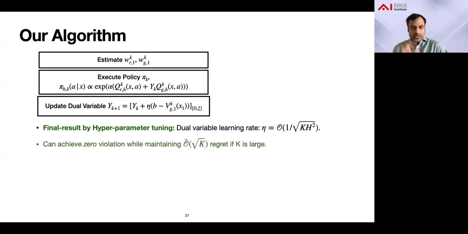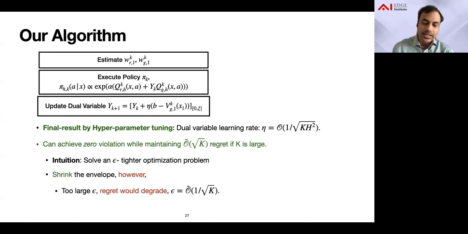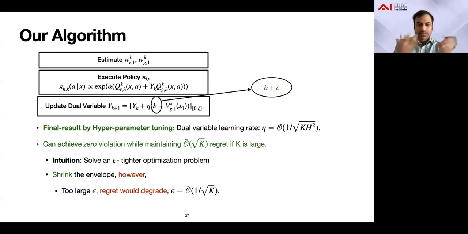Okay, but as we mentioned, we can also achieve zero violation while maintaining the square root of k regret. The idea is that instead of b, we will use b plus epsilon. So that means that we are solving some kind of epsilon-tighter optimization problem. So you can think of it as we are fooling the agent into believing that probably your feasible space is much tighter, and probably you also need to shrink your envelope a little bit more. But if you shrink your envelope too much, probably your regret would degrade because you are not exploring in the reward space, right? So that means this kind of epsilon, which is of order 1 over square root k, is what you need.